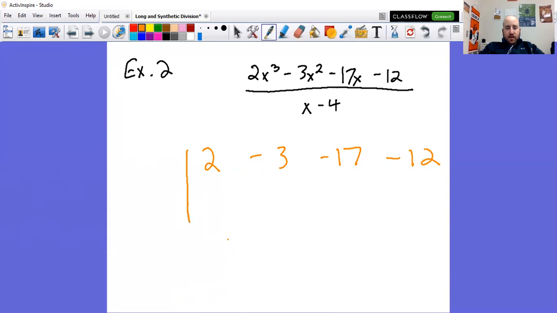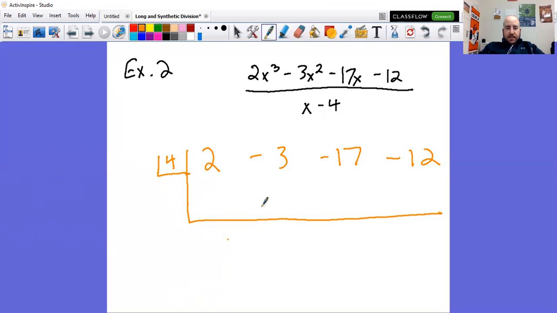Step 2, draw my L. Step 3, put my box outside my L, and I'm going to put in the box the constant of my divisor, the constant of the thing I'm dividing by, but with the opposite sign. So I'm not going to put -4, but I'm going to put +4. And you can just put it as 4. You don't have to put the plus sign. Okay.